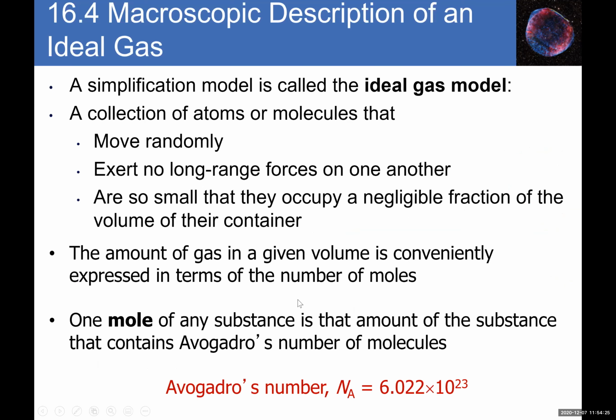Again, this ideal gas model requires us to make some assumptions and simplifications. We can assume that you have a system with some N number of molecules, or atoms, and they move randomly. I mentioned that molecules and atoms are always in constant motion, and generally they always move randomly. In some cases, you can force them to move in a specific direction, but on their own, they always move randomly, and they exert no long range forces on one another.